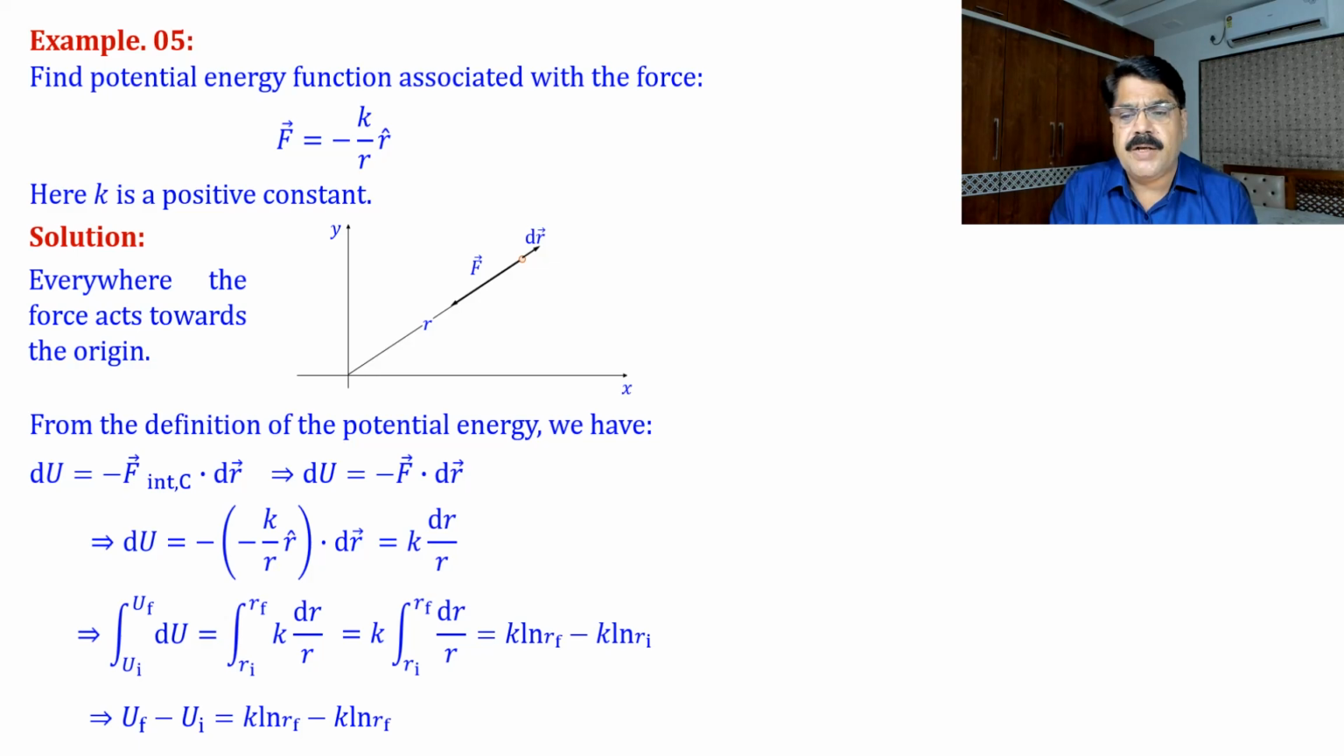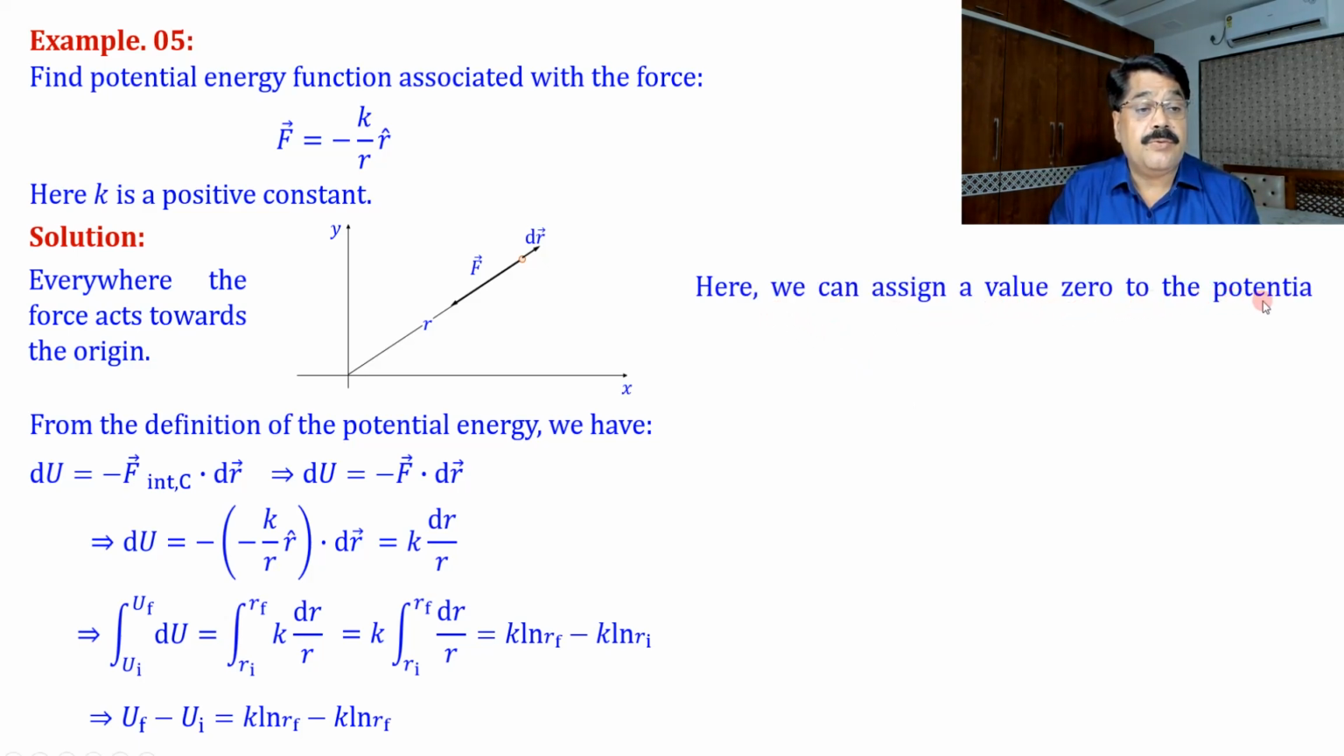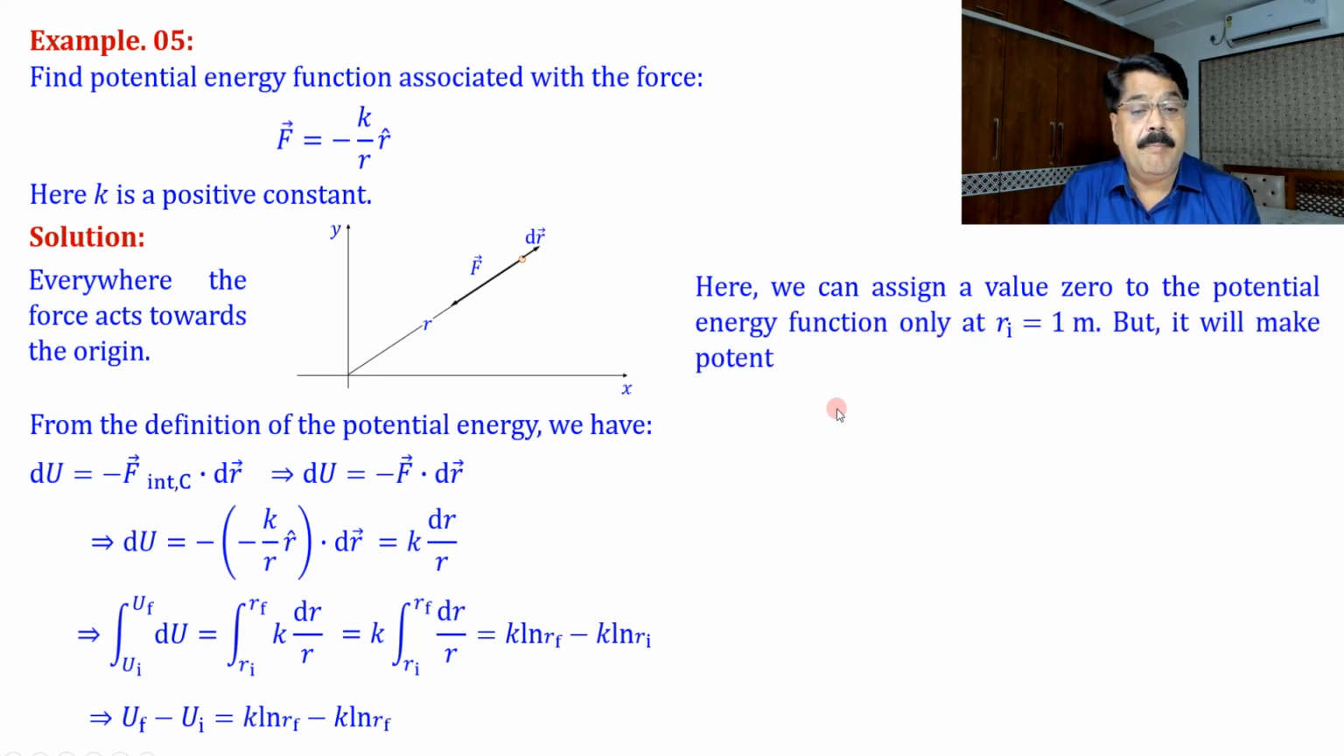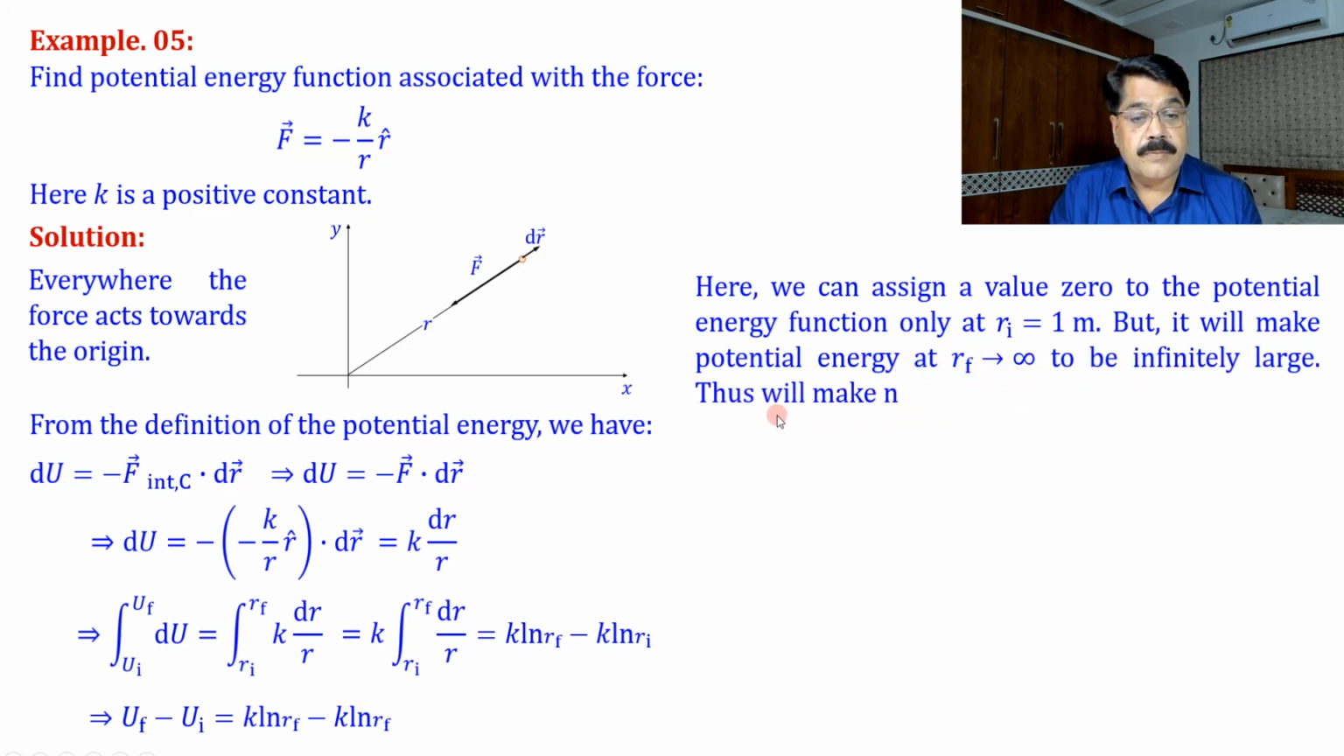So what is advised here? Here it is advised not to define any reference, only use this formula, because ultimately we are always interested in the value of change in potential energy, and this formula will directly give the change in potential energy. So what can we conclude? Here we can assign a value 0 to the potential energy function only at Ri equal to 1 meter, but it will make potential energy at Rf infinity, and thus will make no sense. Again, here I talk about a mathematical term. So defining a reference makes no simplicity.